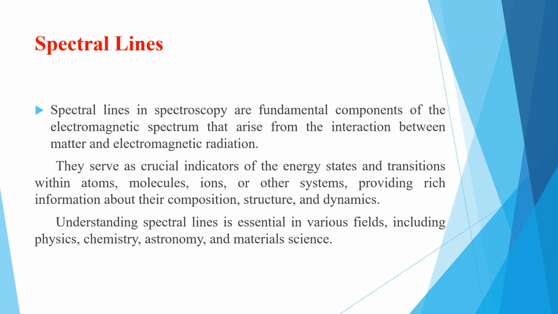Now, what is a spectral line? Spectral lines in spectroscopy are fundamental components of the electromagnetic spectrum that arise from the interaction between matter and electromagnetic radiation. They serve as a crucial indicator of the energy states and transitions within atoms, molecules, ions, or other systems, providing rich information about their composition, structure, and dynamics. Understanding spectral lines is essential in various fields, including physics, chemistry, astronomy, and material science.